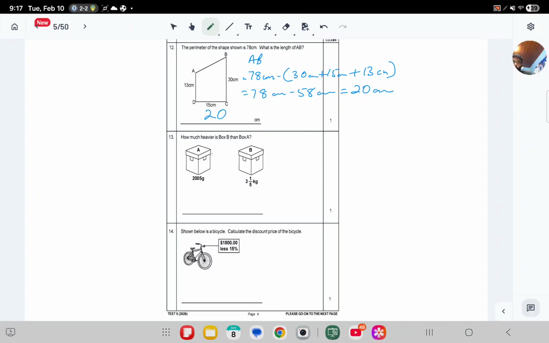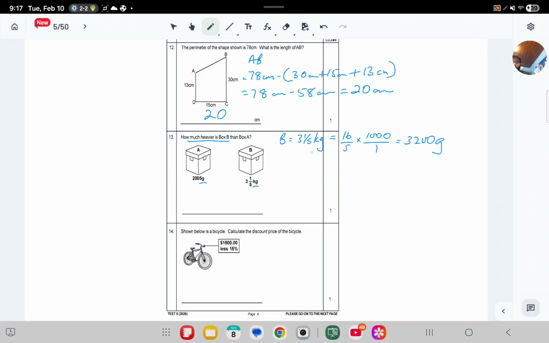How much heavier is box B than box A? So we have grams, we have kilograms. I want to know how much heavier box B is than box A. So what I will do, I will change them both into the same units and then move from there. So I will change B into grams. We know 1,000 grams is equal to 1 kilogram. So for 3 1/5 kilograms, to convert from kilograms to grams, we multiply by 1,000. So we change this to an improper fraction. So 5 3s is 15 and 1 is 16/5. Multiply by 1,000/1. And that will give us 3,200 grams.